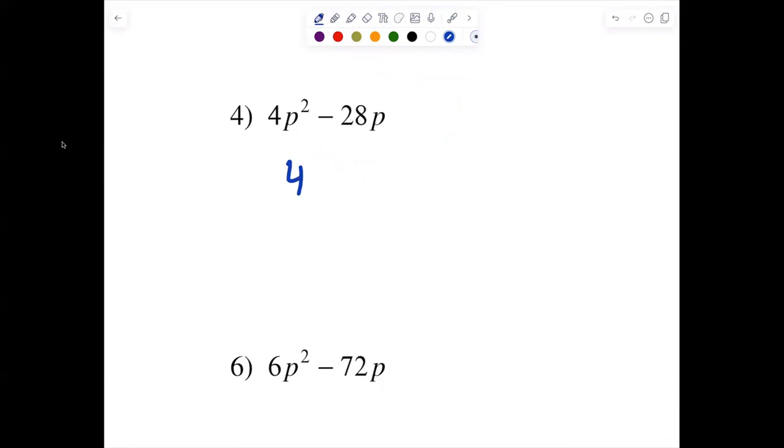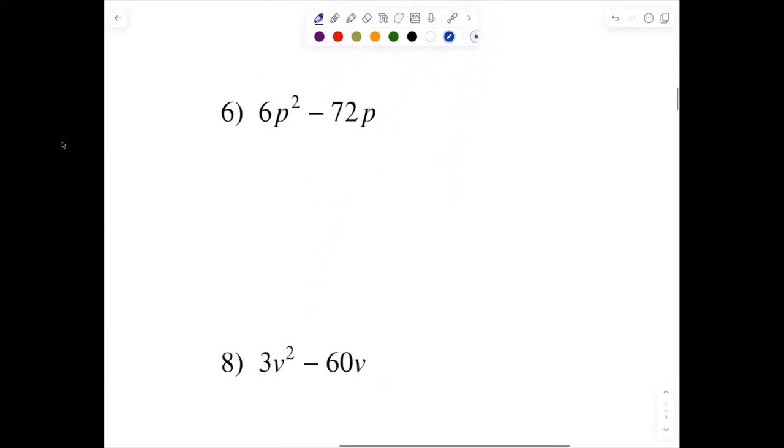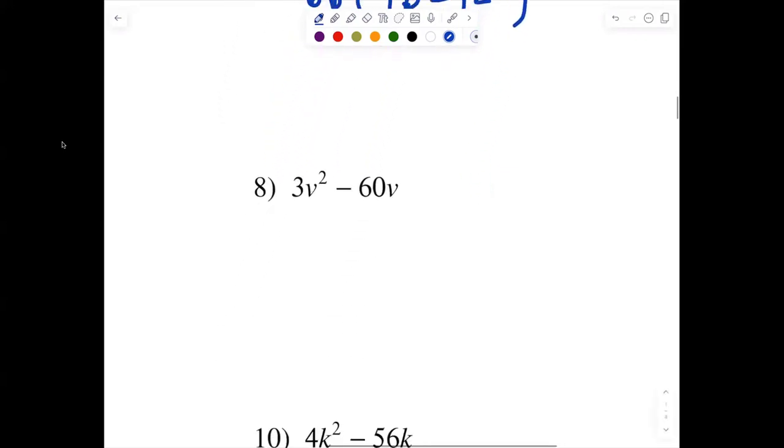It would be 4p, and then times p minus 7. Not 7p, just what? Just 7. Davis, go. Would it be the 6p, 1p, and then minus 12? Because 72 divided by 6 is 12. Next.